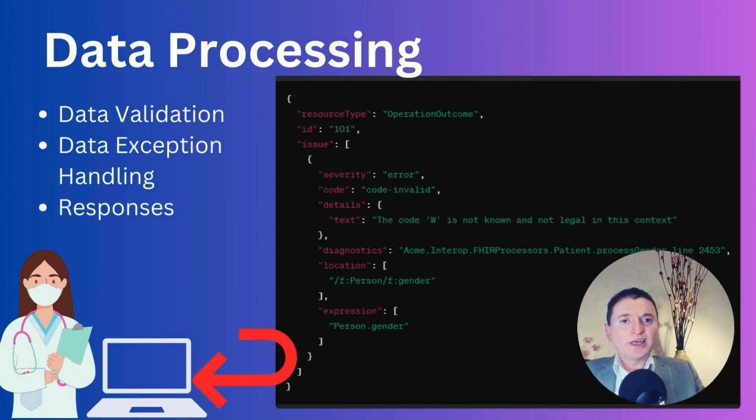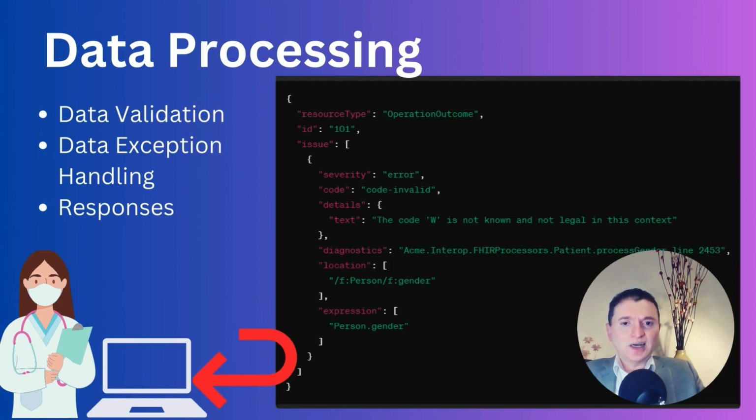Now, let's delve into how this data is processed and the crucial role of managing exceptions and errors during the referral process. When a referral arrives, the first step is to validate the data to ensure it conforms to the FHIR specification and includes all the necessary information. For instance, this includes checking that mandatory fields like patient ID and medical details are present and correctly formatted.